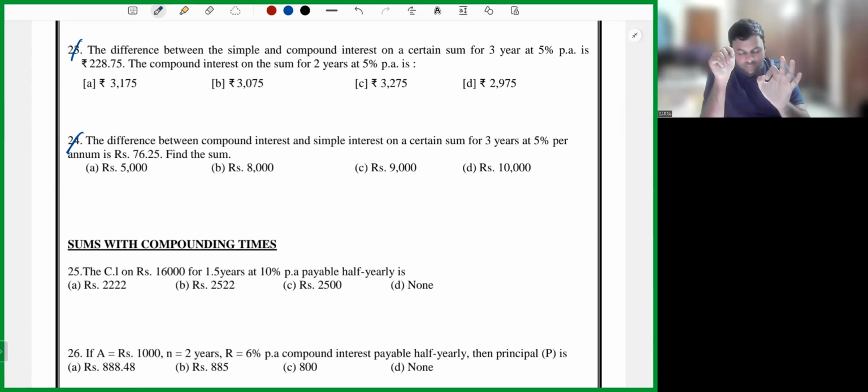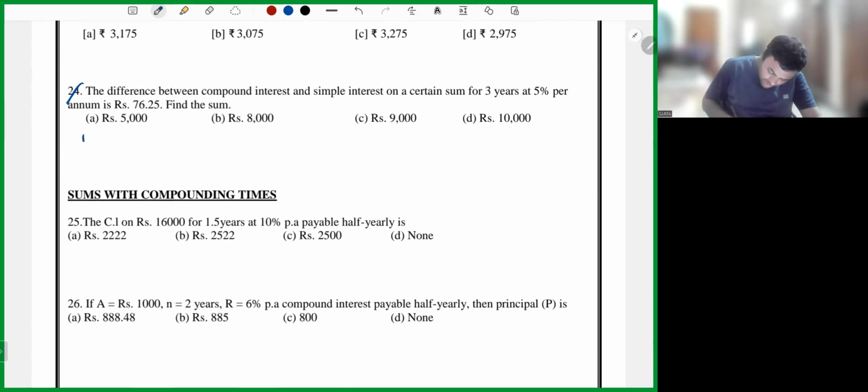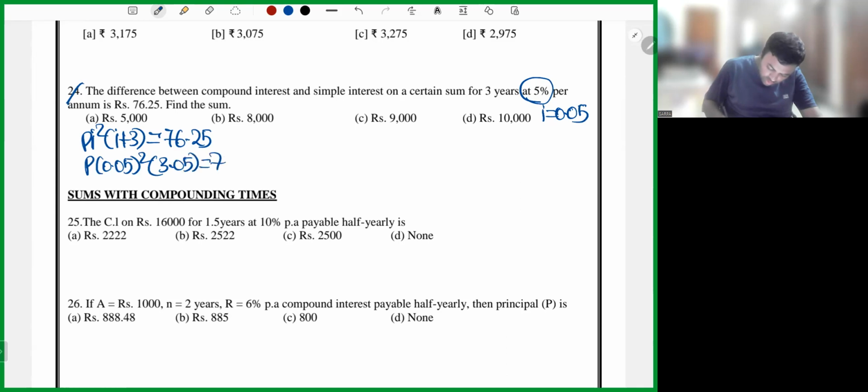How will you calculate the difference amount, my dear friends? Simply P I square into (3 plus I), right? Or I plus 3, anything is fine. P I square into (I plus 3) is equal to 76.25. R is 5%, I is 0.05. So P into 0.05 whole square into 3.05 is equal to 76.25. Therefore, P is equal to 76.25 divided by 0.05 whole square into 3.05.